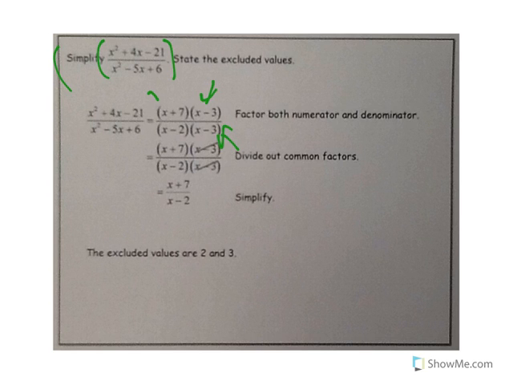Okay. Really important, though. I've got to remember that 3 is an excluded value, because what I'm going to do is cancel them out. That's what's happening here. When I cancel them out, I'm just left with x plus 7 over x minus 2.